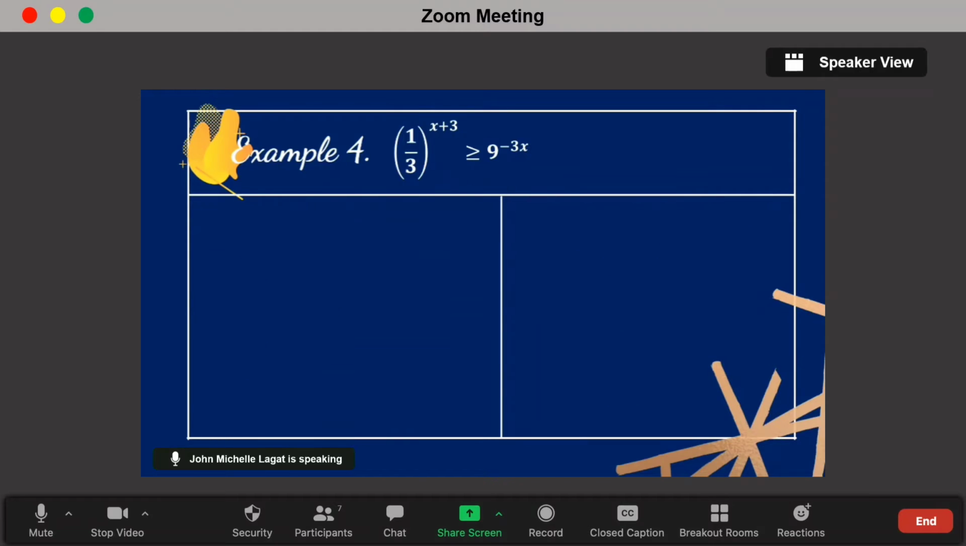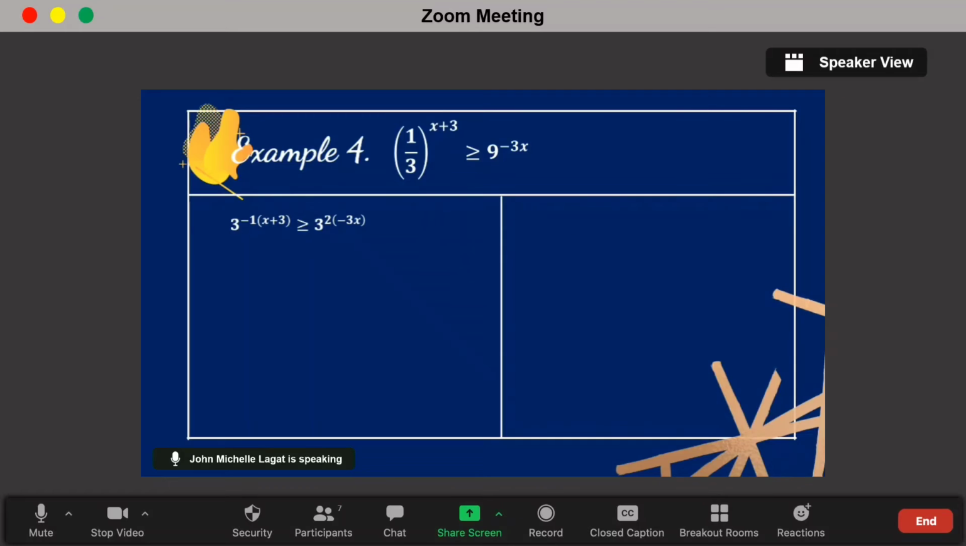One last example. 1/3 raised to the power of x plus 3 is greater than or equal to 9 raised to the power of negative 3x. Like what we did in the previous example, we first write both sides of the equation as powers of the base. 1/3 can be expressed as 3 raised to the power of negative 1, and 9 can be expressed as 3 raised to the power of 2.